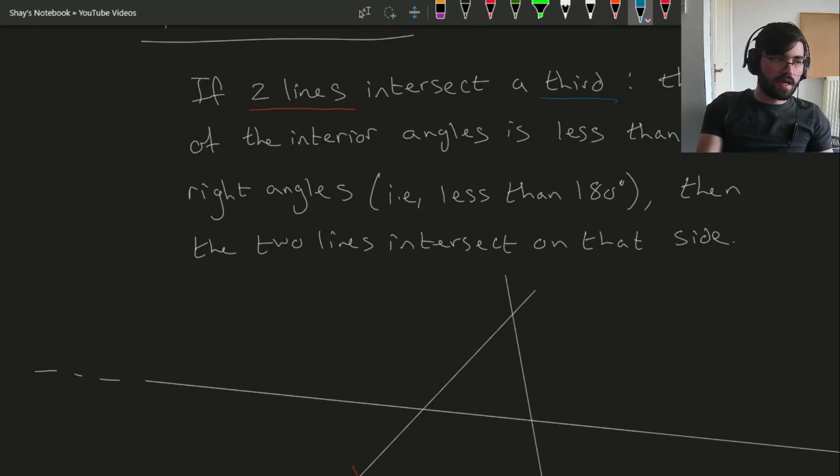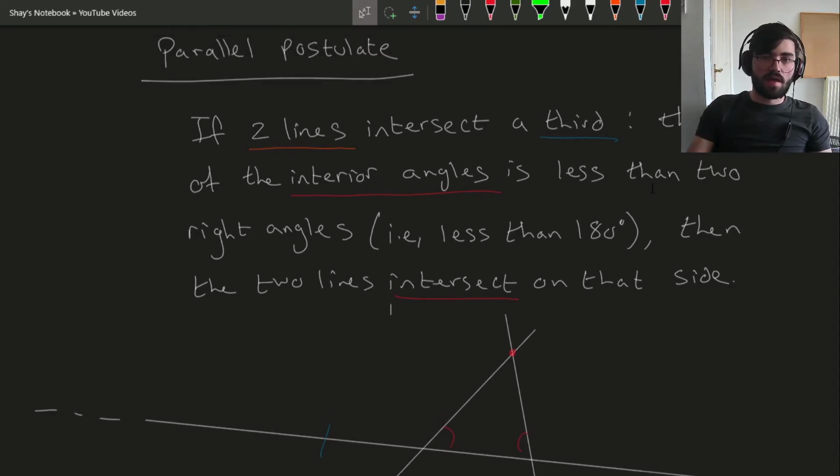The third line is this line, such that the sum of the interior angles is less than 2 right angles. Interior angles, I will say, are this and this. If I take those as my interior angles, it tells me that if they're less than 2 right angles, then the 2 lines intersect on that side, which they do. If I were to take these as my interior angles, then these are greater than 90 degrees, so the lines wouldn't intersect on that side. And that's the parallel postulate.